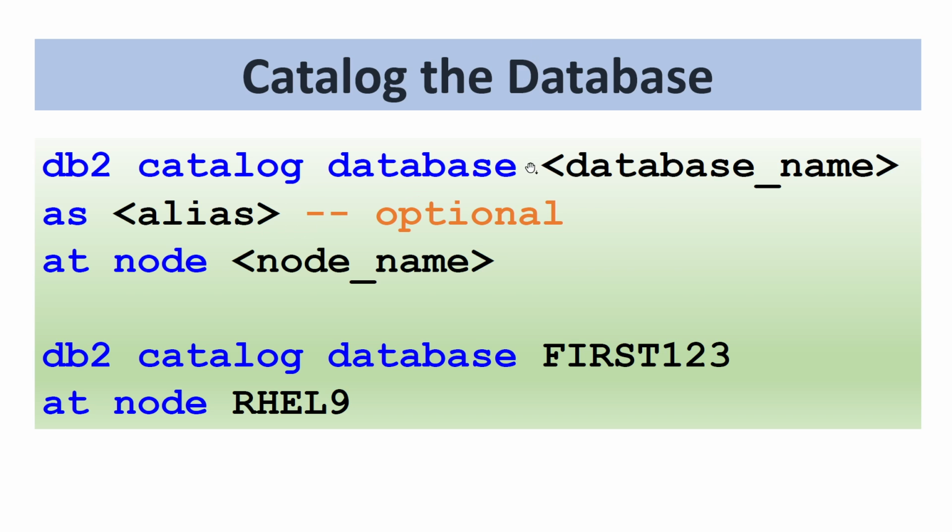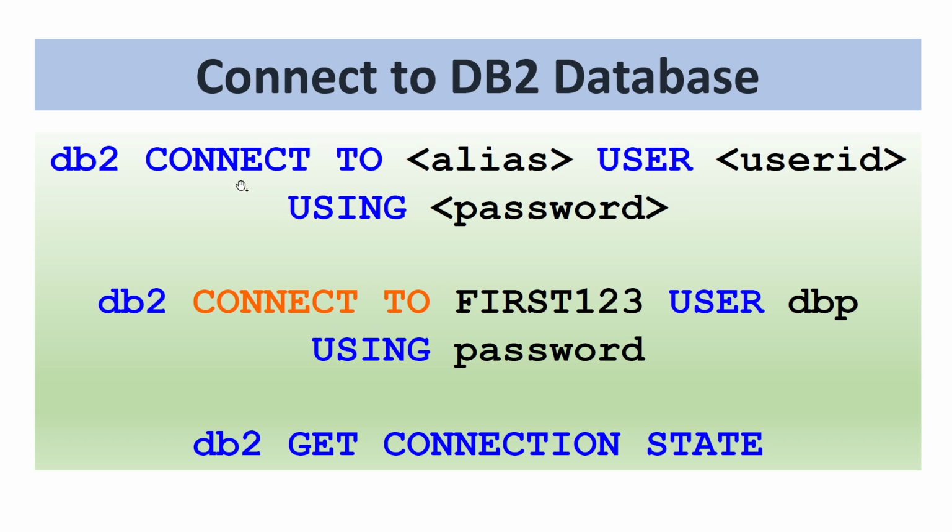Now once the catalog has been completed, you can connect to the database. Connect to alias. Remember, when we connect, we should not be using the name of the database; we will be using the alias name. Connect to alias user, the user ID which wants to connect to the database, using password. So let's say you want to connect to the database called first123, you'll say connect to first123 user username using password. And using db2 get connection state, we can verify if the connection is successful or not.